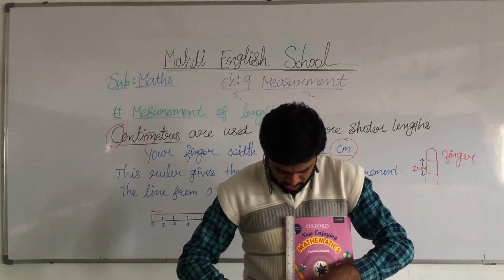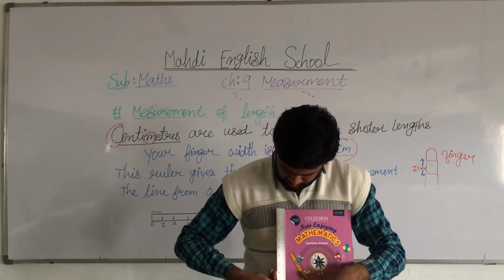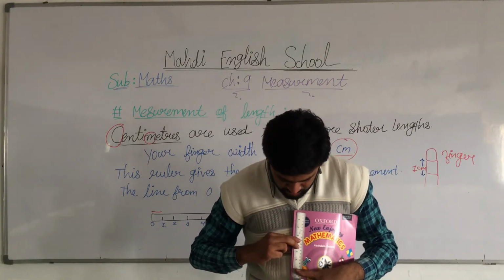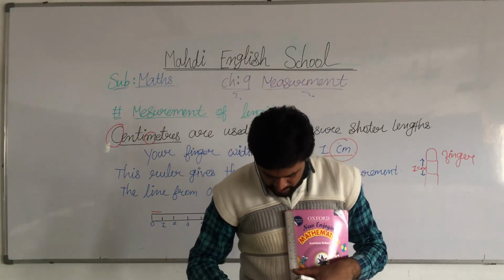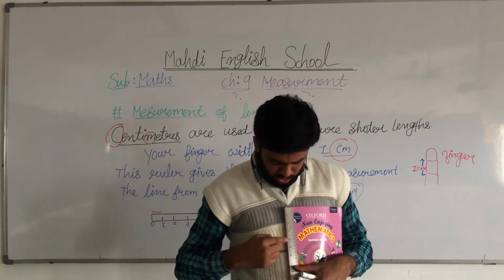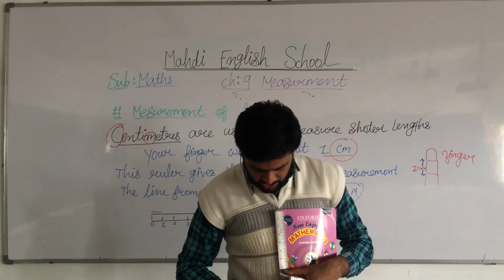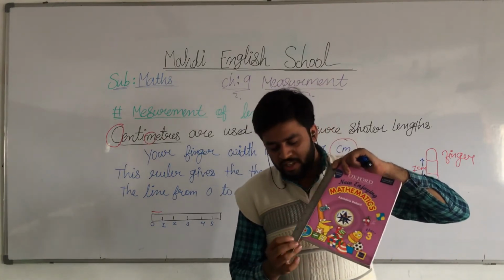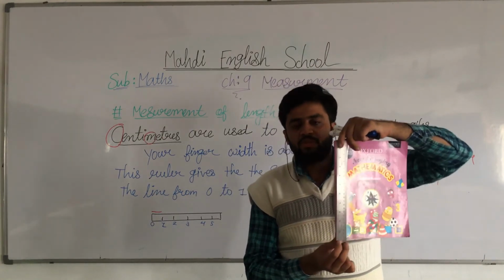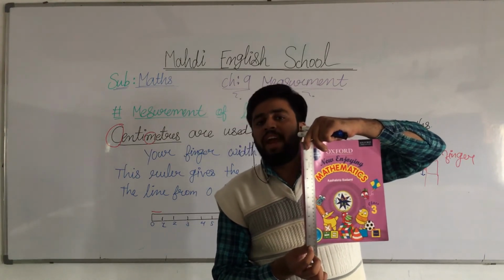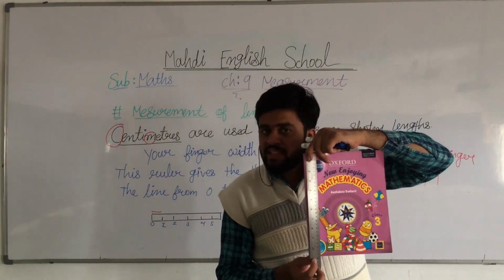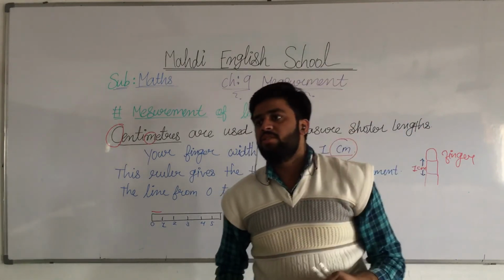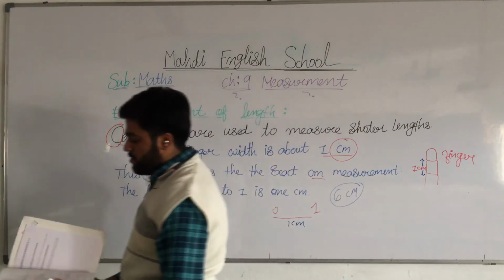So see, my dear students, here, 1 to 11 exactly. 1, 2, 3, 4, 5, 6, 7, 8, 9, 10, 11. So here it is 11. So what are we mentioning here? Our textbook size is 11 centimeter. See, my dear students, it's 11 centimeter. Understood? I hope you all have understood.